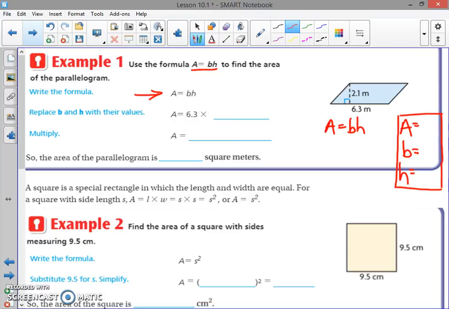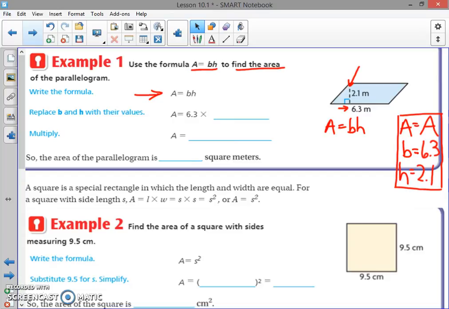So it says find the area. So I'm just going to keep the A because that's what we're finding. That's the question mark. Now the base is 6.3, so I'm going to fill that in. And the height is 2.1, so I'm going to fill that in. Then I'm going to come back to my formula. I know this seems silly, but this is how we want it done, right, Mr.